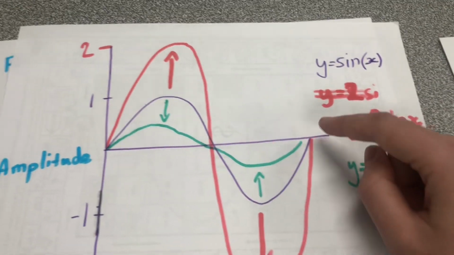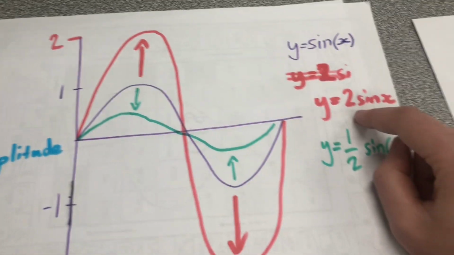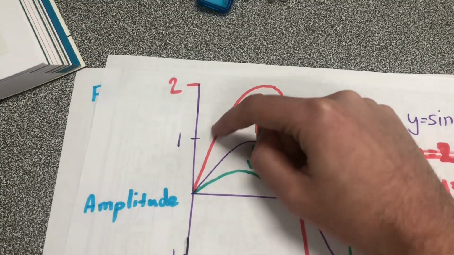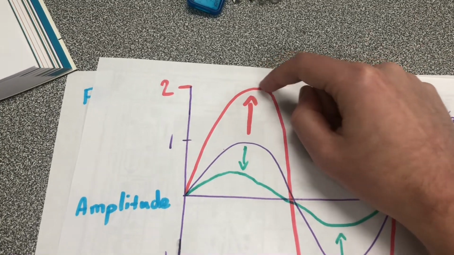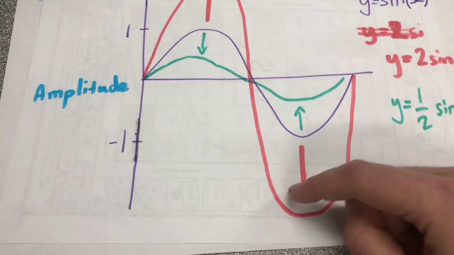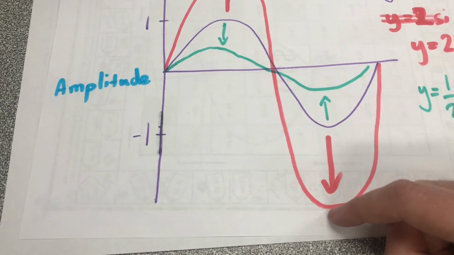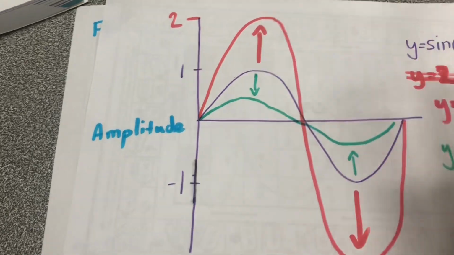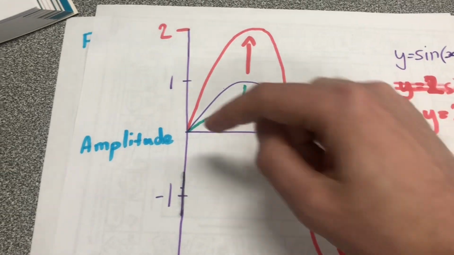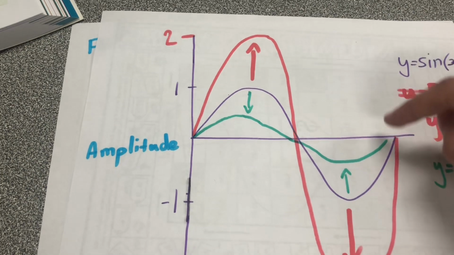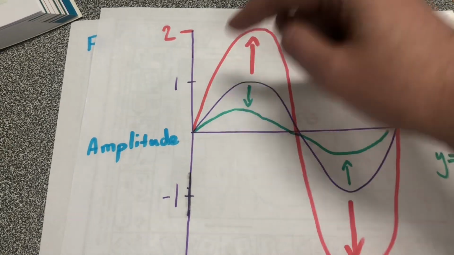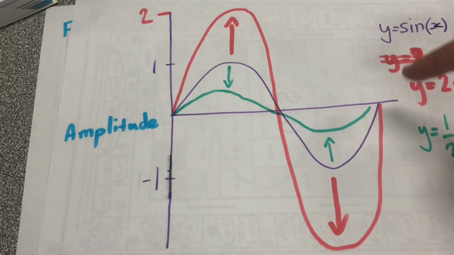If I was to multiply my whole graph, so here we've got 2 sine x, it makes my graph push extra higher. So it pushes all the way up to 2, and then it comes all the way down. I haven't written this here, but it comes all the way down to -2, and then it comes back up. This doesn't change the period of my graph at all. It just changes the amplitude. So my graph is still the same width, but it's now a lot taller, and it goes a lot deeper as well.